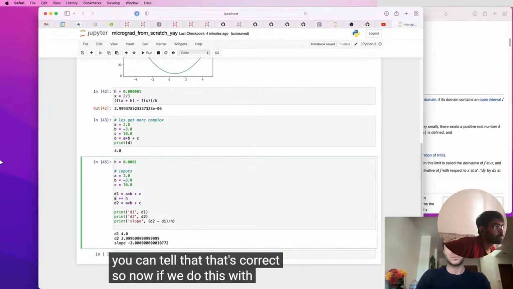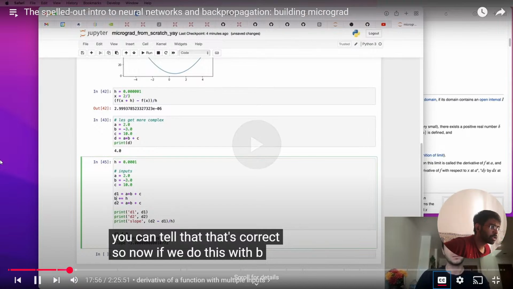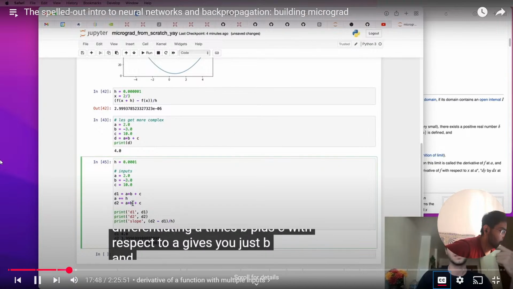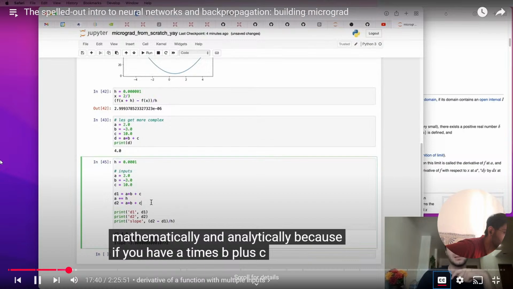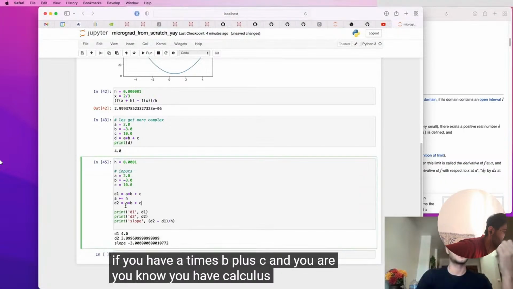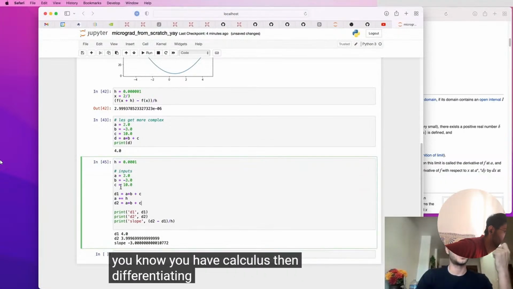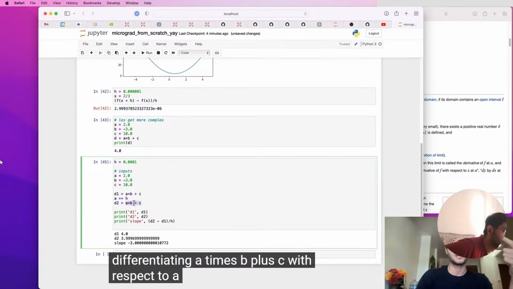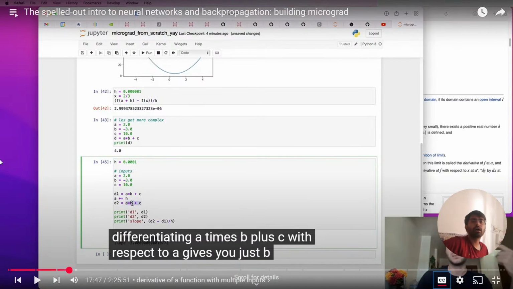So now if we do this with b, we have just b. Because if you have a times b plus c and you have calculus, then differentiating a times b plus c with respect to a gives you just b. Getting the derivative of D with respect to A will give us B only.